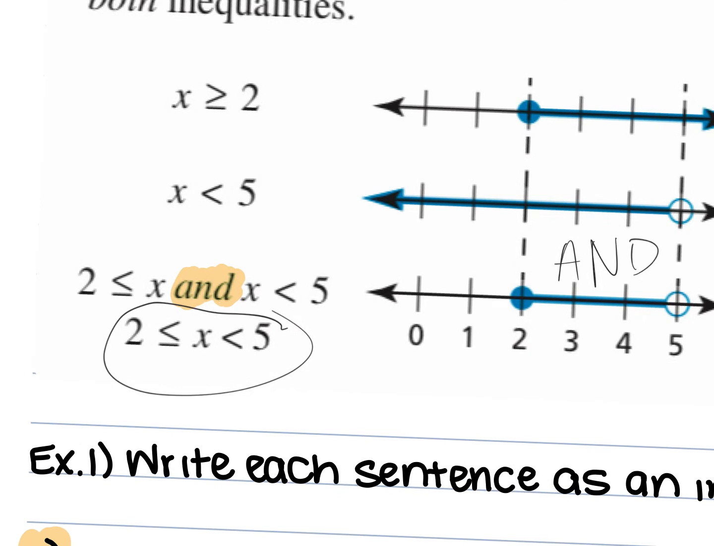Now, notice, was it an open or a closed circle at 2? Closed. Why was it closed? Because there's a line. It's less than or equal to. Please put a closed dot underneath that symbol. And then was it closed or open at 5? Open. So it's at 5, you have an open circle. And with and inequalities, you are shading between them.